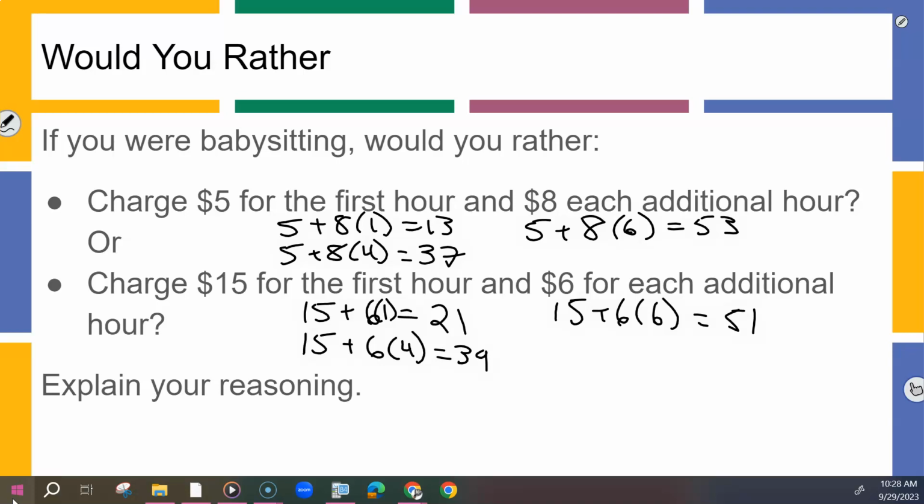Anyone else have a different reason or a different explanation? So it's all a lot of the same things. Some of us actually came up with the equation. Some of us were just kind of multiplying, adding, and making a list. All of you were kind of doing the same thing. Right, so good job on that.